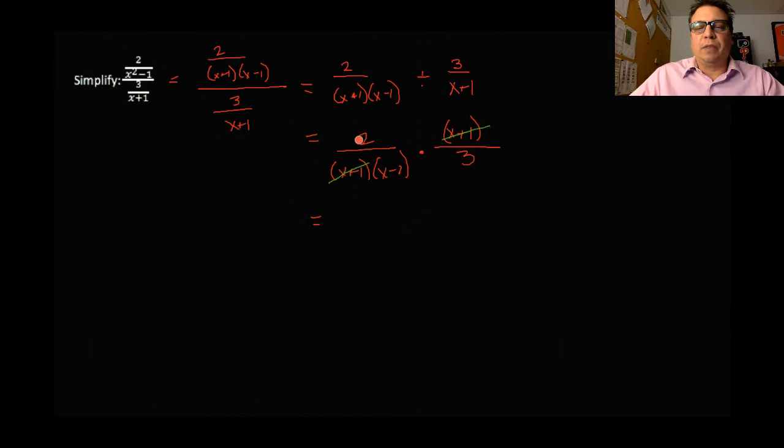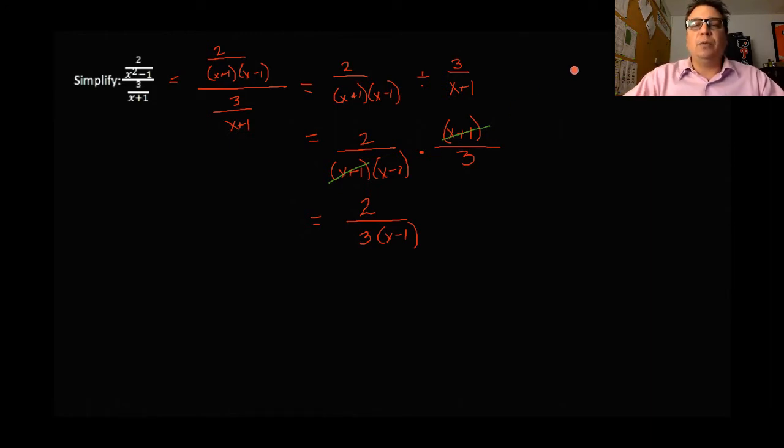There's nothing else here that I can do anything with. I can't simplify the 2 and the 3. They have no common factors. The x minus 1 is just all lonely by itself. So we have 2 as the only thing in the numerator, and we have the 3 and the x minus 1 in the denominator. All we've done is what we were doing with the other types of problems: factor everything, rewrite division as multiplication, and simplify.